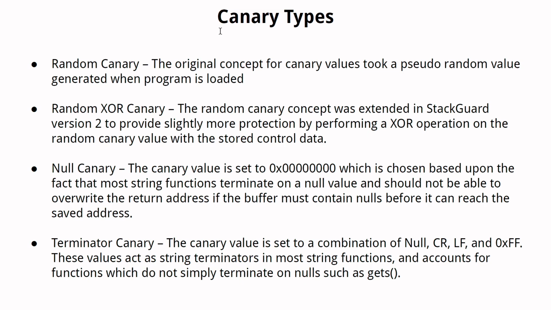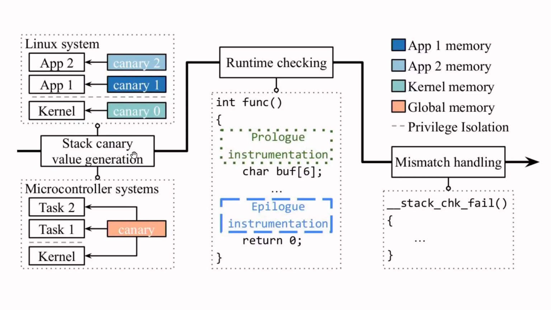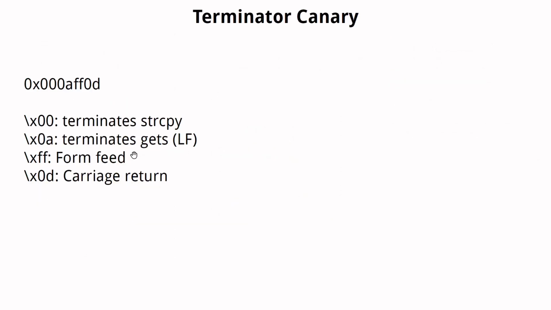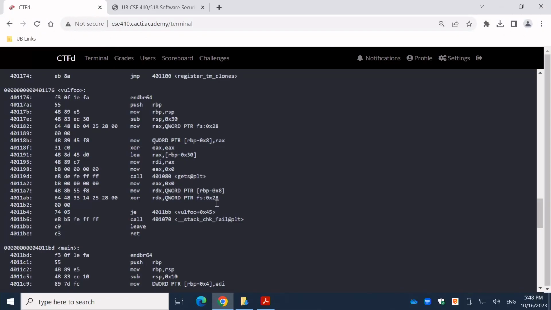However, there are other approaches proposed in the last two decades. For example, there is a random XOR canary, or just putting all zeros there, or terminator canaries as well, because functions like gets terminate at terminator characters, not only zero but also newlines. This is one example of a terminator canary: zero and the three terminators. For Linux, for all the canaries we are using, the least significant byte is zero.